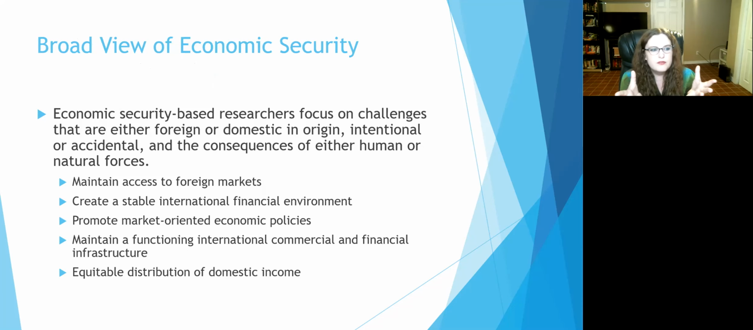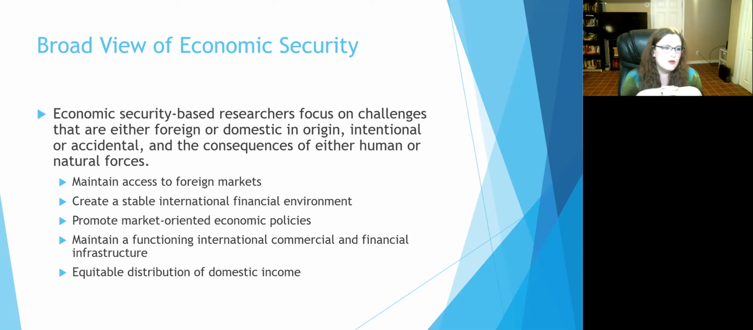There's a broad view of economic security: it's based in research focused on challenges that are either foreign or domestic in origin. They can be intentional or accidental, and they can be the consequences of either human or natural force. That means if an earthquake and a tsunami happen, how do we deal with the economic ramifications? If there is an intentional threat upon the U.S., what are the economic implications? How about a pandemic? Or how about a long-standing war or research and development? All these interconnected parts are what we call the economic security bubble of this new research field.